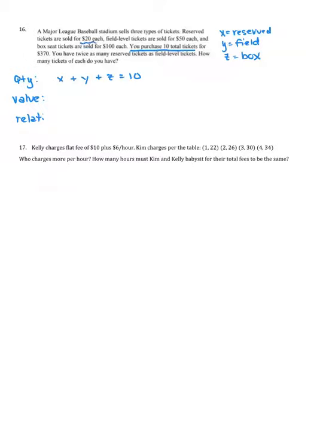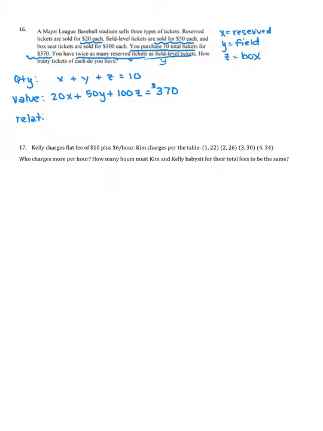So the reserved are 20, so that's going to be 20x. The field tickets are 50, and your box tickets are going to be 100, and that total cost comes to 370. So this all has the values on it. Then we have the last one, the relationship. You have twice as many reserved, which was our x, as field, which is our y.